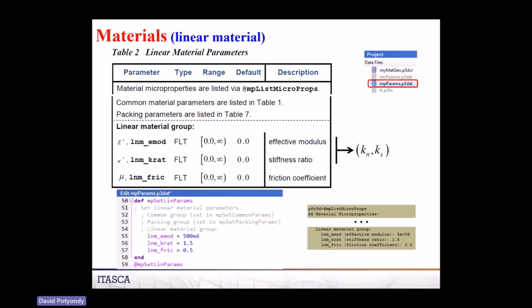So now we have, for the linear material, here's the parameters. There's only 3 things, right? Effective modulus, stiffness ratio, friction coefficient. We use these two to set Kn and Ks, right? That's in material property parameters.